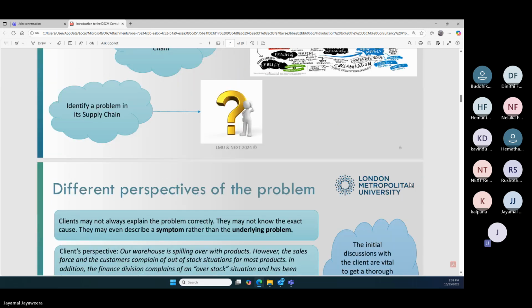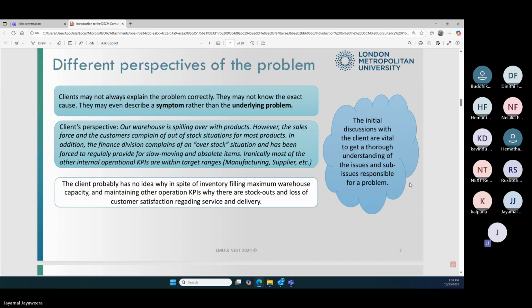And then remember, this is easier said than done. When you ask questions about the problem in a supply chain, you may get a symptom and you consider the symptom as a problem. The symptom is not a problem. You need to drill it down to find out what the real problem is. What the real problem is.